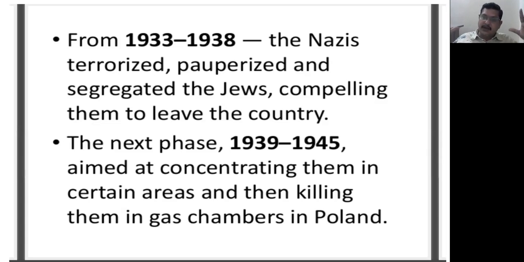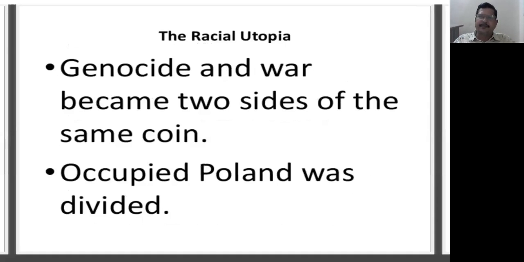He got gas chambers constructed. He used to arrest all the Jews, take them and push them into a room in a hall, and then they closed all the ventilation and left some poisonous gas inside, by which the people used to die. Genocide and war became two sides of the same coin.